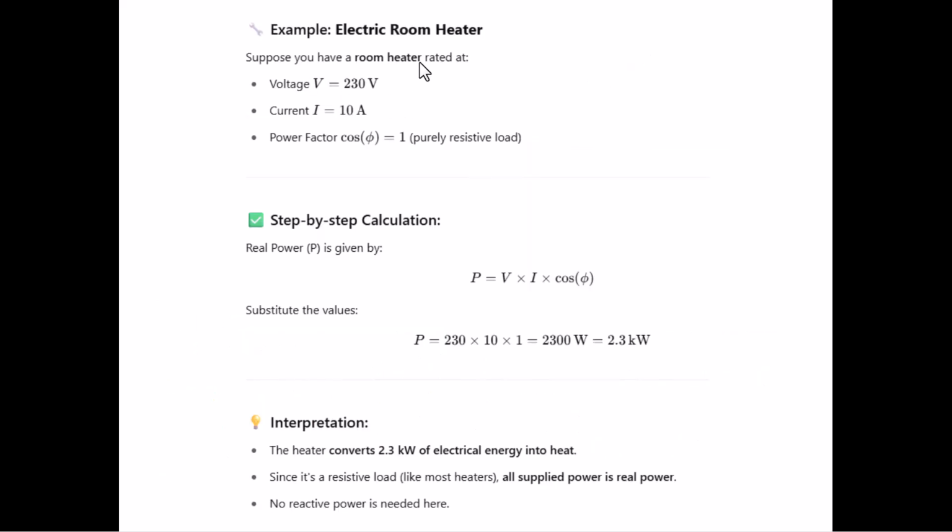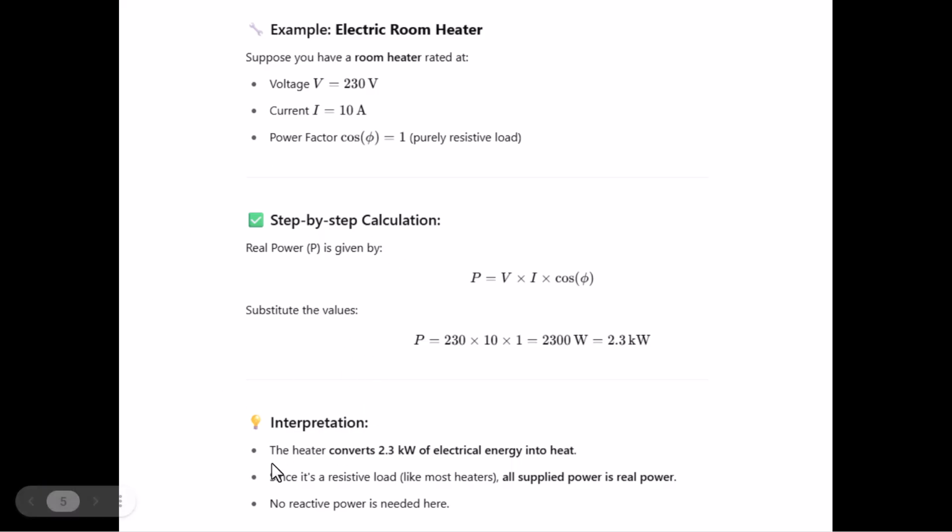Here's an example of an electric room heater. For example, the voltage is 230 volts, current I is equal to 10 amperes, and as it is a purely resistive load, the power factor cos phi is equal to 1. If we want to calculate the real power, our equation is P = VI cos phi. By substituting the values, we get P = 2.3 kilowatt or 2300 watt.